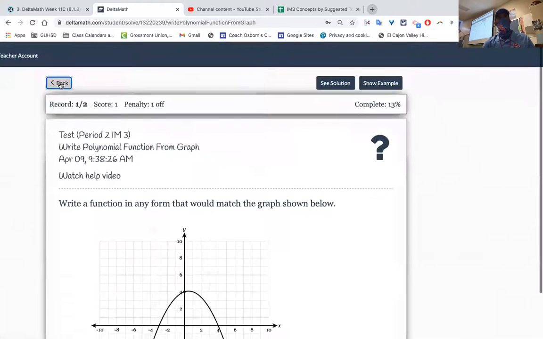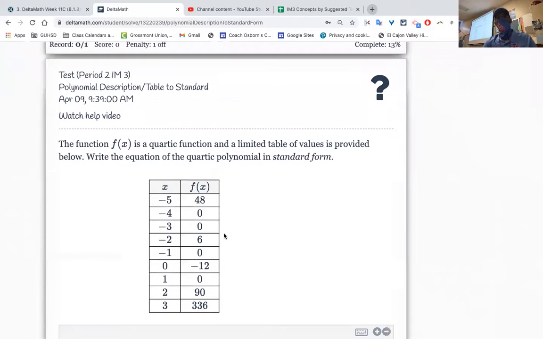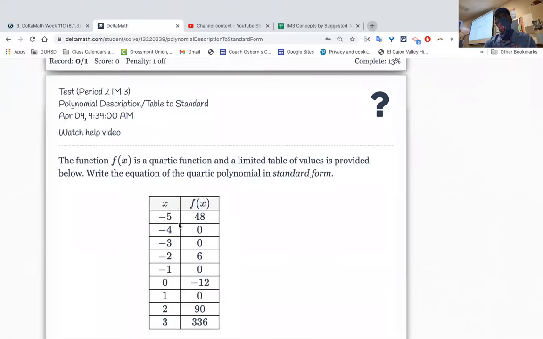Okay, so let's go back to the last one. All right, so my x-intercepts, I can see one here at -4, -3, -1, and 1, 0. Okay, so there's 4 x-intercepts. I'm gonna write all those down here on my whiteboard, and then I'll switch over the screens here.